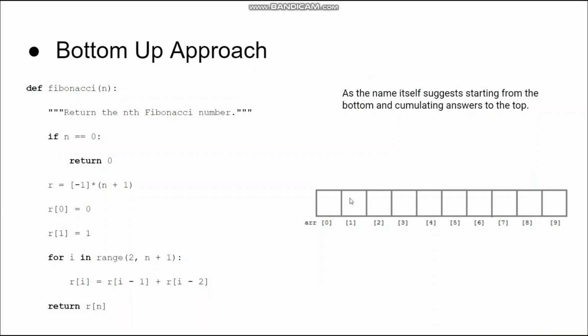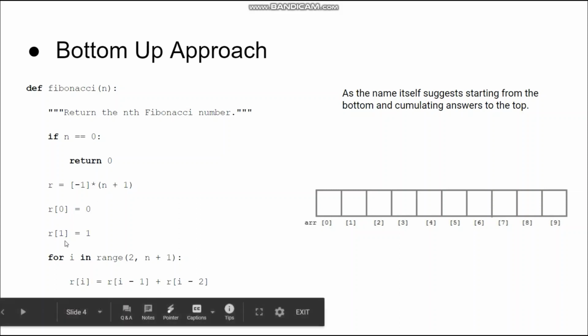Another approach to solve this problem is the bottom-up approach. In this approach, we create an array and iterate over the smaller problems. As the name itself suggests, we start from the bottom and accumulate the answers to the top. In this type of approach, we define the base case. If n equals 0, we return 0, and we create an array, let us say we have to find the nth Fibonacci number, of all -1s and of length n plus 1.